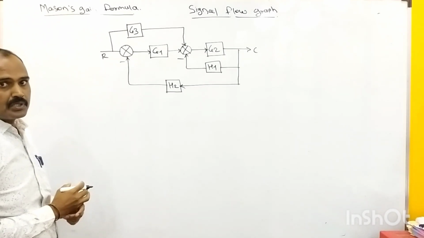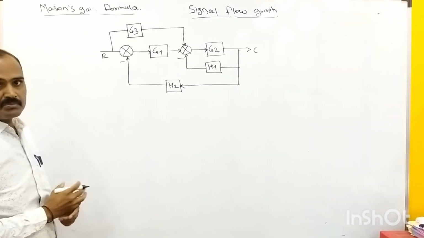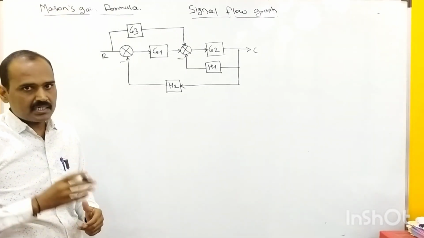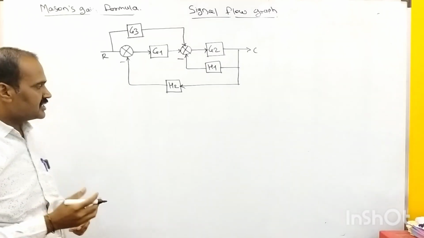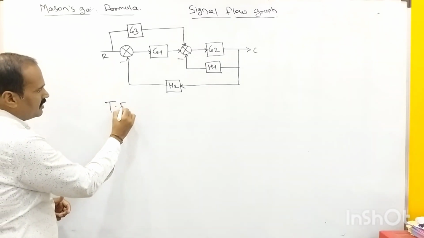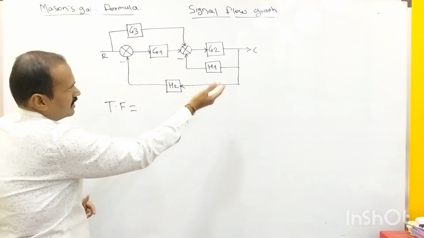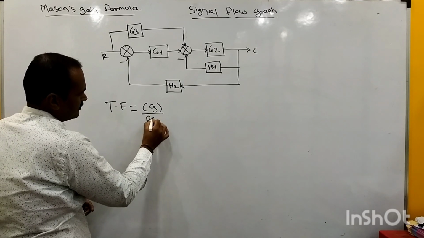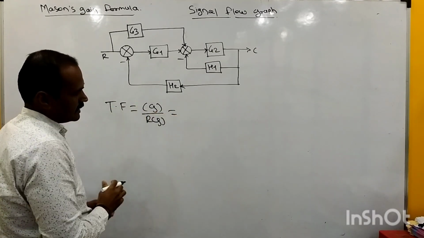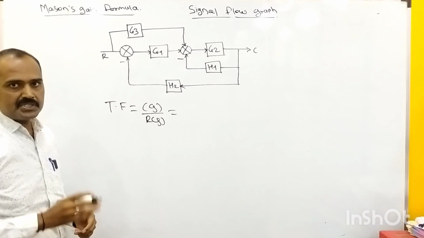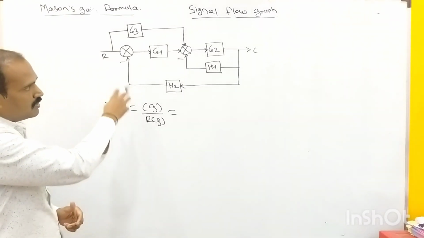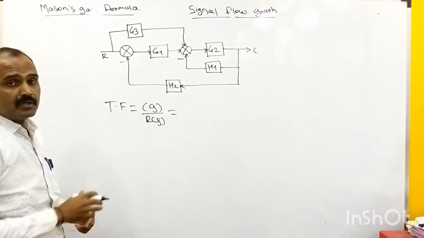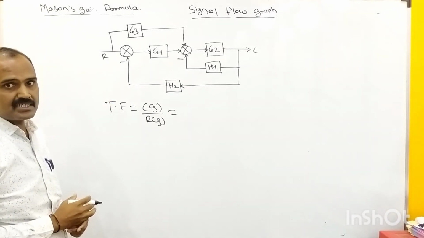First of all, we need to recall the basic strategy of Mason's gain formula. This formula is used to determine the overall transfer function of the system. Transfer function is nothing but, as we know, the ratio of output to input in the S domain. It is defined as C of S upon R of S. Now we need to determine the overall transfer function of this system by using Mason's gain formula.